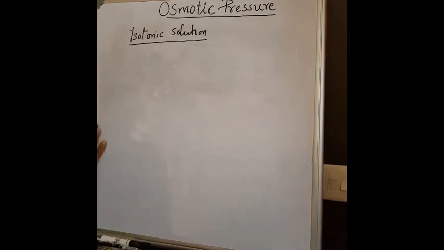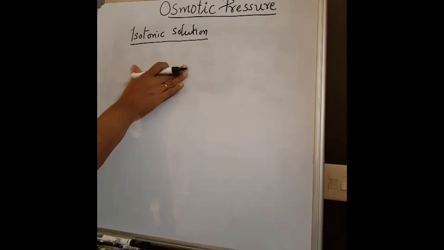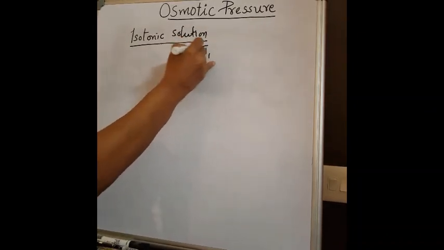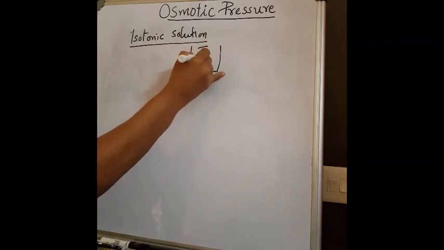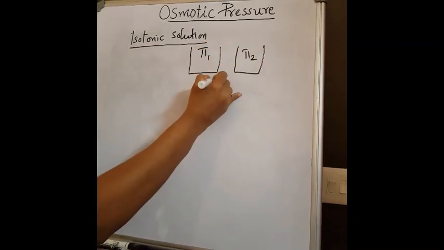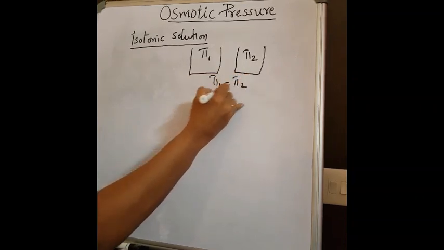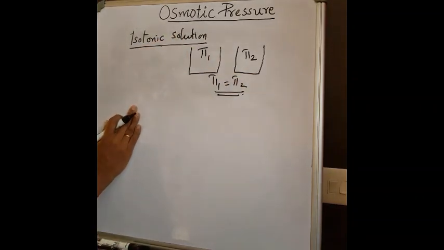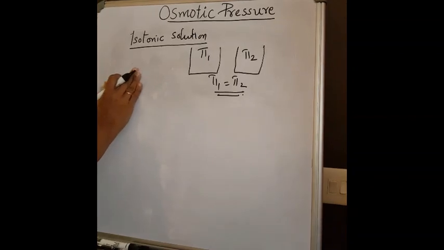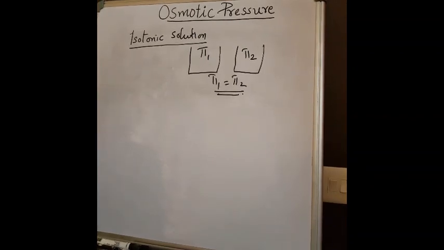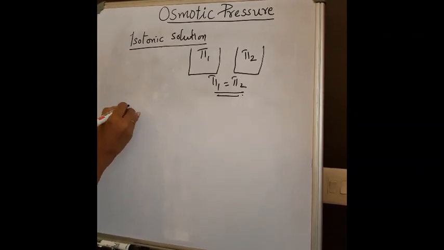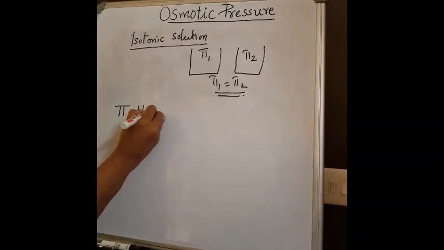Clear? So, if we have a solution having an osmotic pressure pi 1, and another solution having an osmotic pressure pi 2, if pi 1 is equal to pi 2, then we call the solutions isotonic solutions. Now, one interesting fact about isotonic solutions is the osmotic pressure of our blood cell.